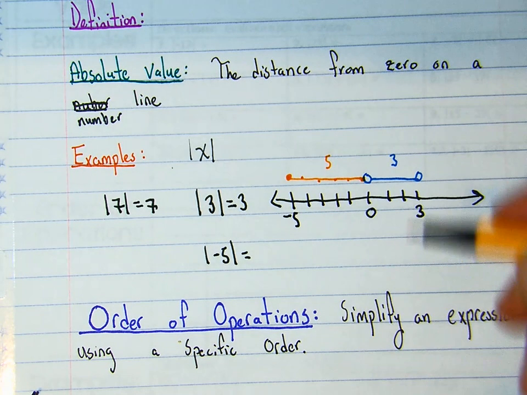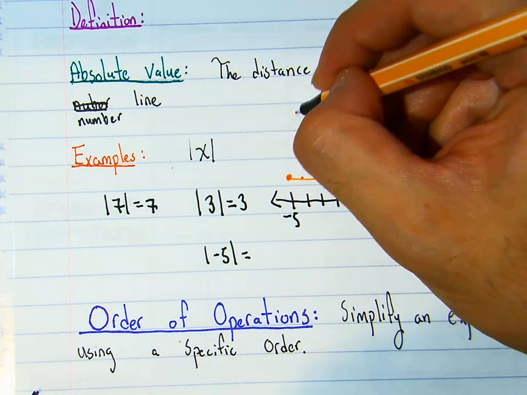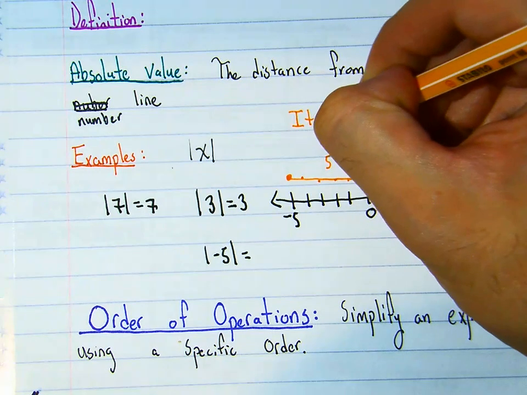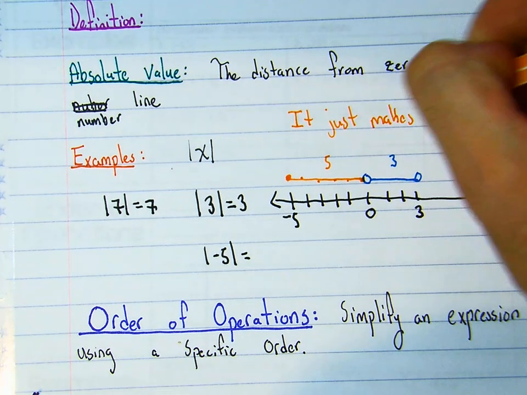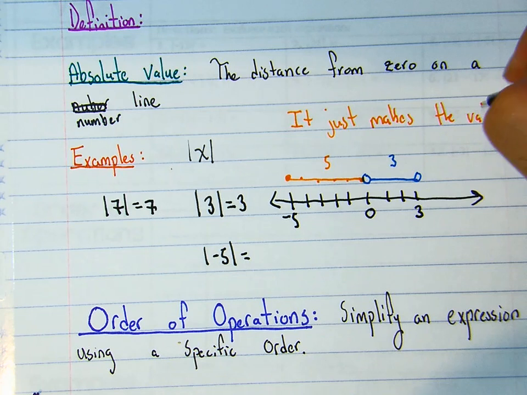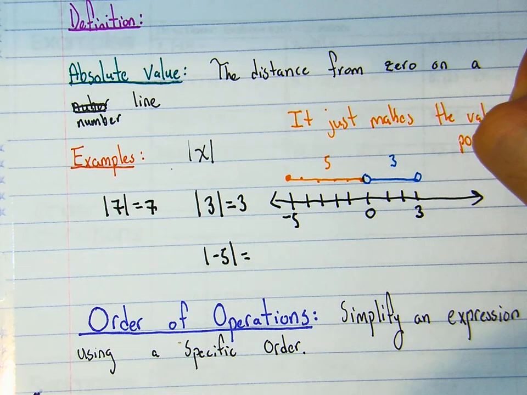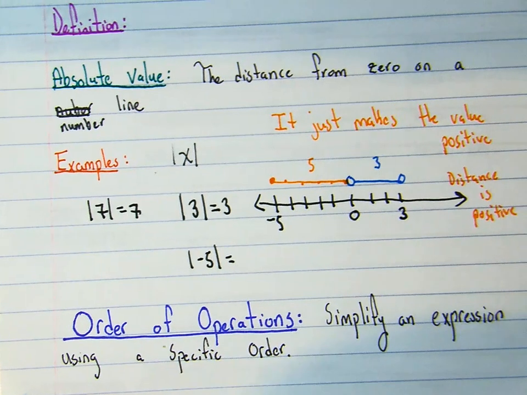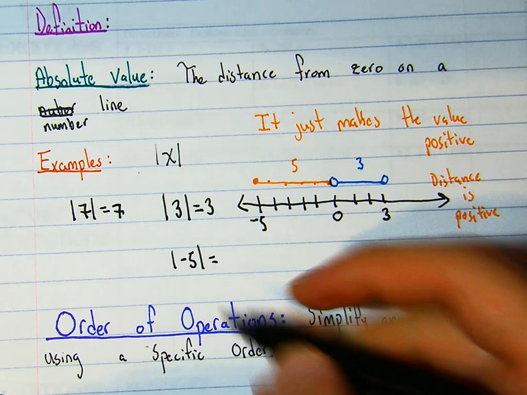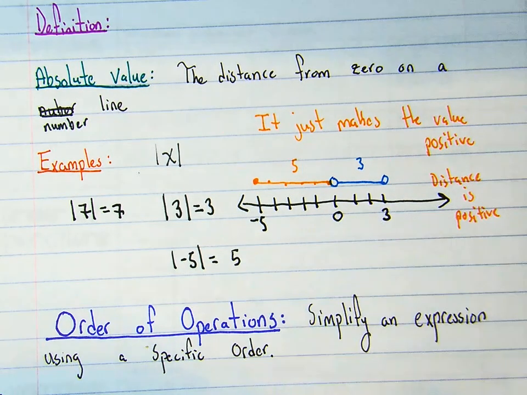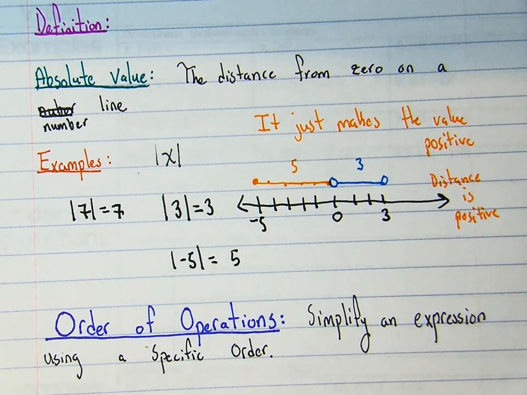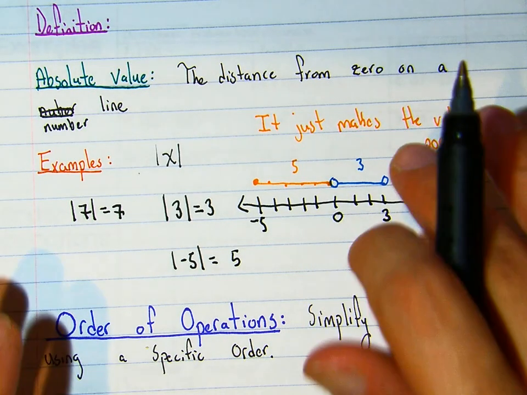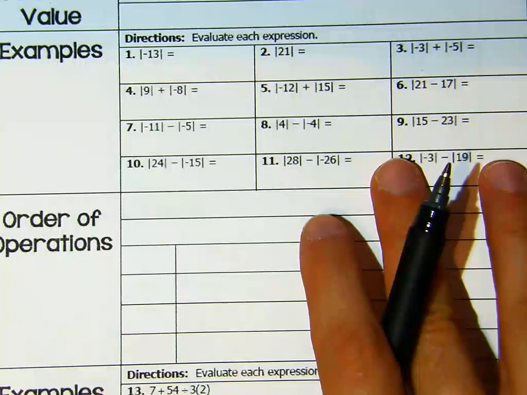So think that it just makes the number, or we could say the value, positive. Okay? Because distance is positive. You can't have negative distance. Okay? So please have this down. So if I have the absolute value of negative 5, it's just 5. Great. So pause the video, make sure you have this in your notes, right? Okay. Now let's try some problems to see what we are talking about over here.